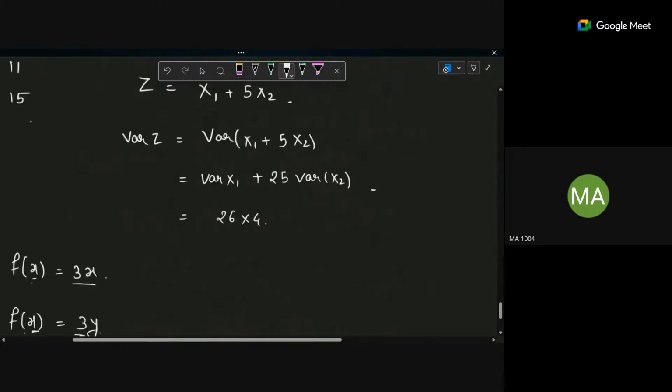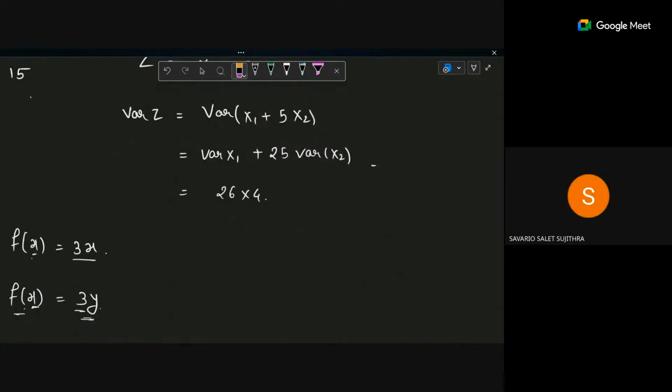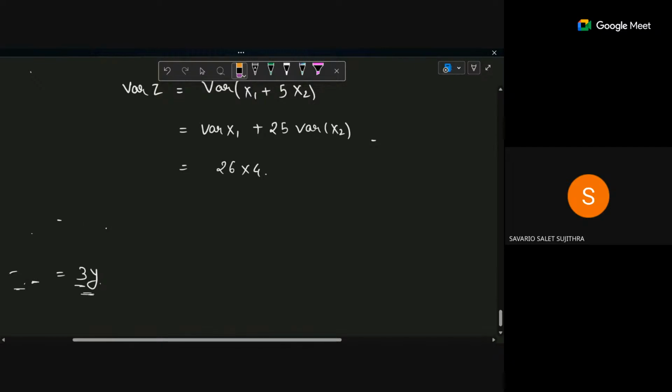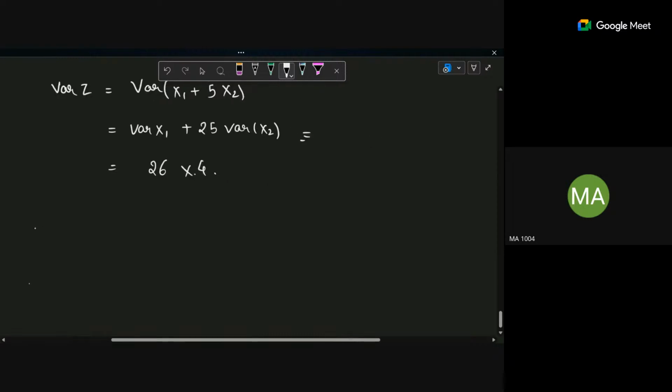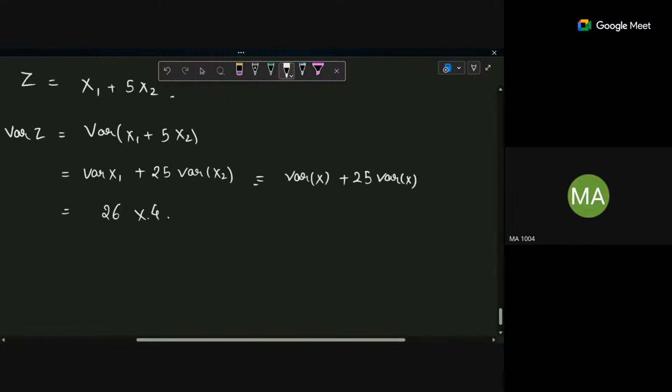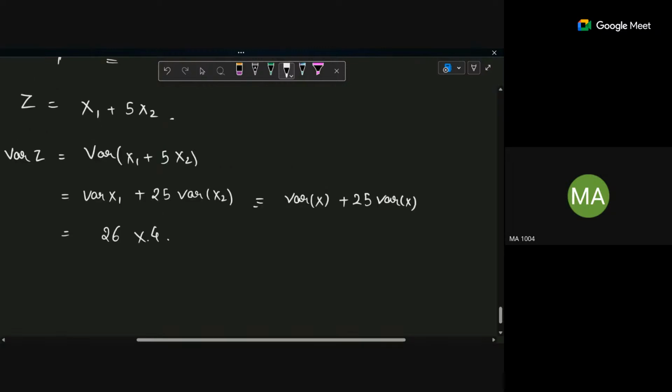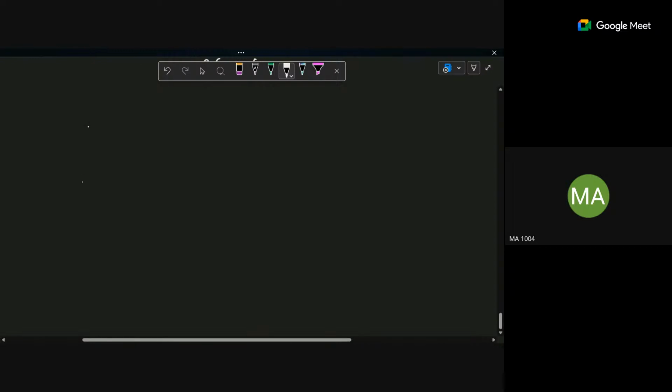Excuse me, ma'am. How is it 26x4? Variance of x1 and variance of x3 is the same, isn't it? Sorry, 26 into 4, it was correct. Because variance of x1 and variance of 4 x3 is variance of x only, right? So that's why I took it as a. Is it fine if I write now? Variance of x, variance of x. So that's why 25 plus 1, 26. Okay, thank you.